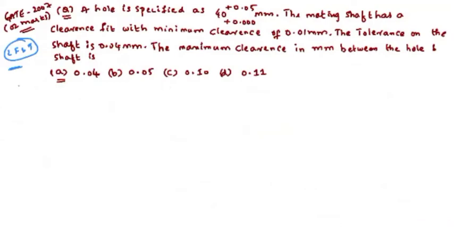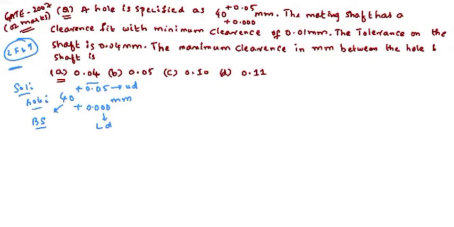A hole is specified as 40 with plus 0.05 and its lower deviation is 0.000 mm. This is its basic size, this is the upper deviation value and this is the lower deviation value. This is the corresponding dimensions of the hole and the mating shaft. The mating shaft has a clearance fit.